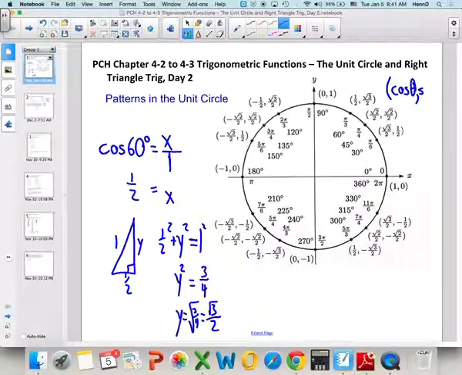And the y-coordinate ended up being the sine. And that's why we learned these coordinates, because now, if we know all of this, we know the sines and cosines of all of these angles. And these are very commonly used angles.